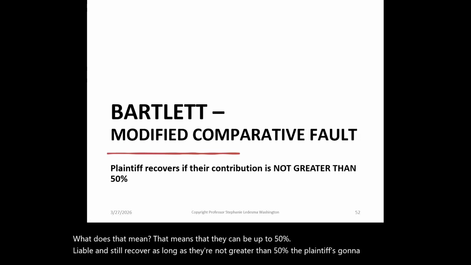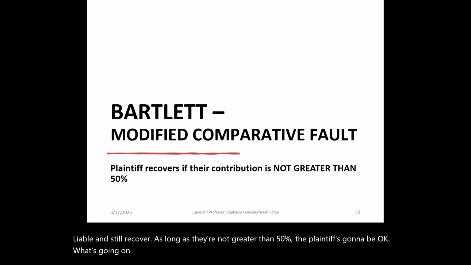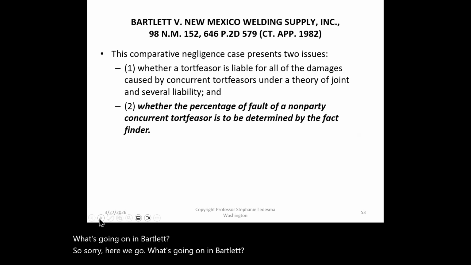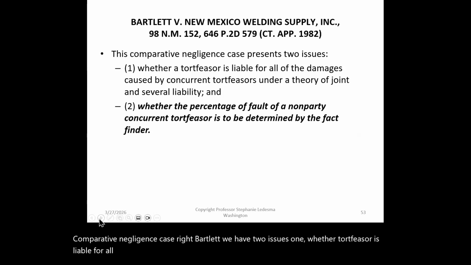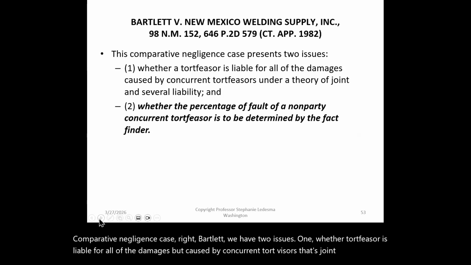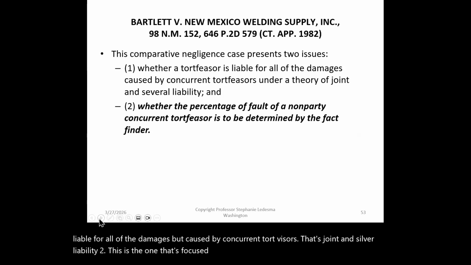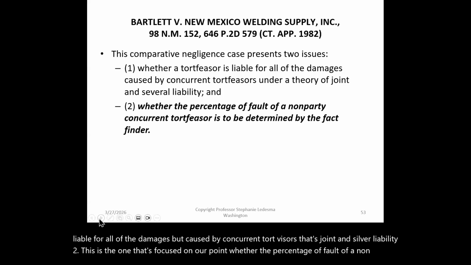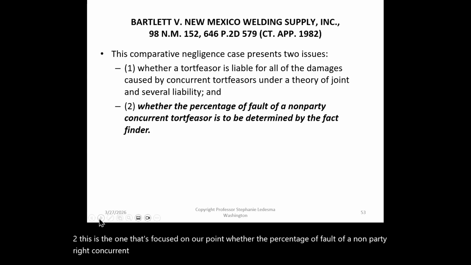What's going on in Bartlett? It's a comparative negligence case. We have two issues. One, whether a tortfeasor is liable for all of the damages caused by concurrent tortfeasors, that's joint and several liability. Two, this is the one that's focused on our point: whether the percentage of fault of a non-party concurrent tortfeasor is determined by the fact finder.